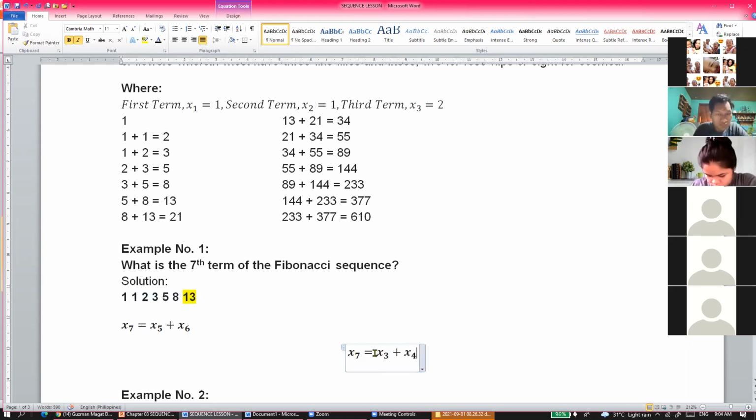And then, copy-paste ko lang yan, ano? And then, copy. Then, plus x sub 5 plus x sub 6. So, ito, papalitan ko lang ng 5. And then, yung dulo, papalitan ko lang ng 6.